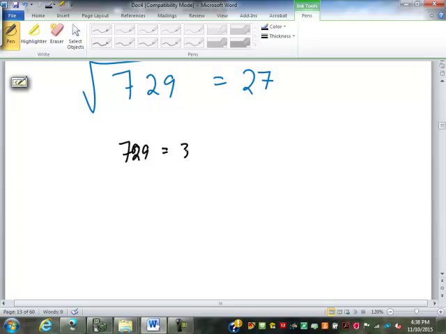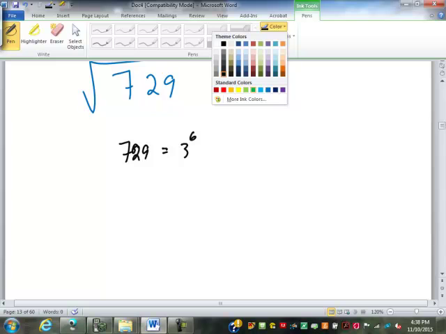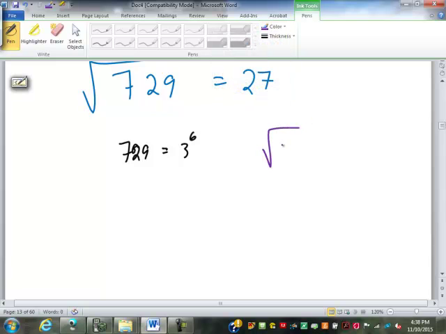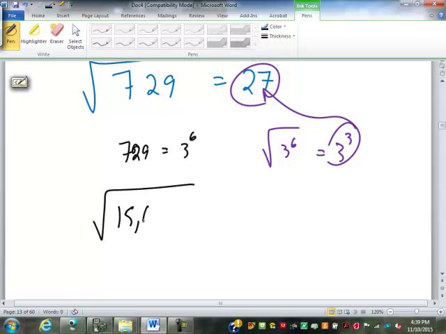729 is 3 to the power of 6. The square root of 3 to the power of 6: with a square root, you divide the power in half. So 3 to the power of 3, which is 27. Same with the square root of 15,625. 15,625 is 5 to the power of 6. So the square root of that is 5 to the power of 3, or 125.